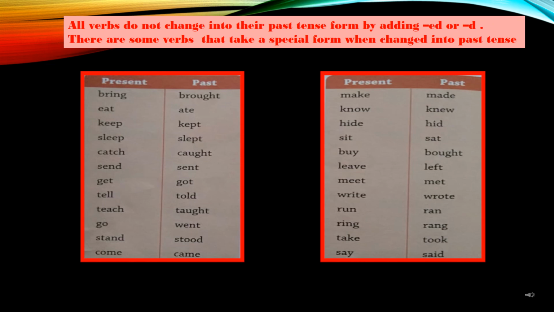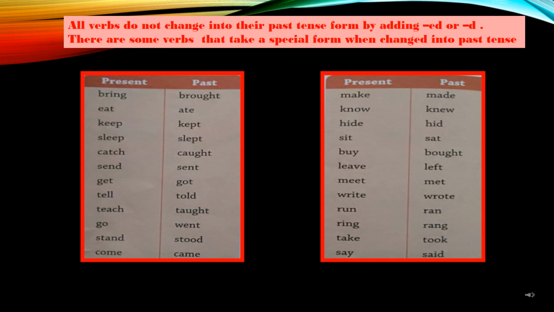So here children, can you see that these are some of the action words or verbs which have been changed from present to past tense, but ed or d has not been added to them. So my request to all of you is that please read these words very carefully. In fact, you must learn them. Learn them so that when you are writing your sentences, you don't make mistakes.